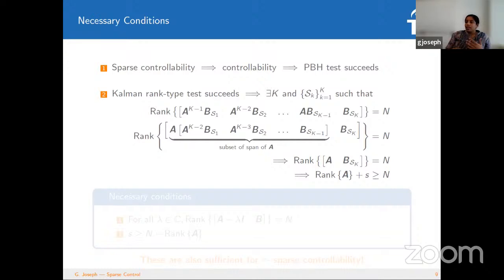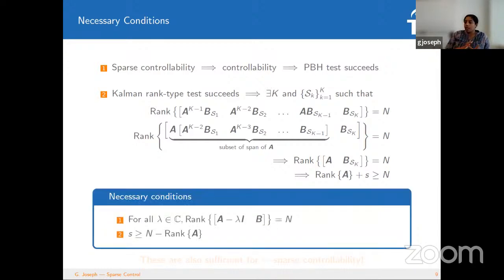So let's recapitulate how we arrived here. We said that sparse controllability implies the Kalman rank type test succeeds, and that implied that rank of A plus S should be greater than or equal to N. So this is a necessary condition for sparse controllability to hold. So we got two necessary conditions. The first one is that the PBH type test for the unconstrained system should succeed, and the second one is a constraint on the sparsity. So these two are necessary for sparse controllability to hold.